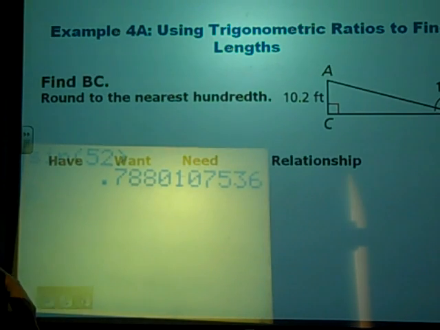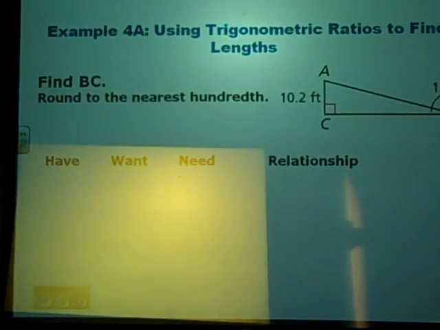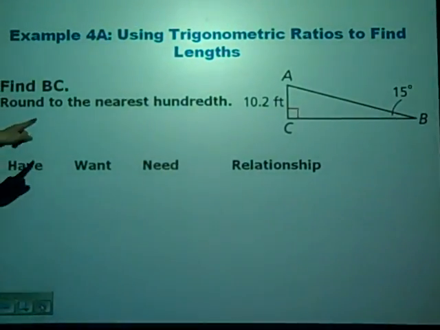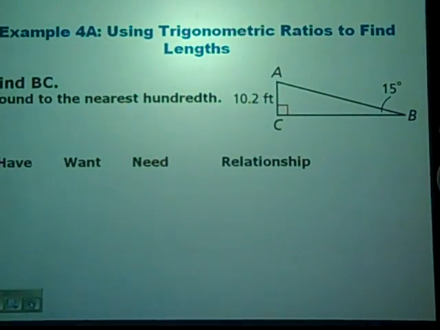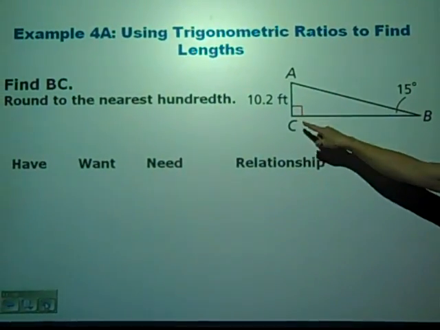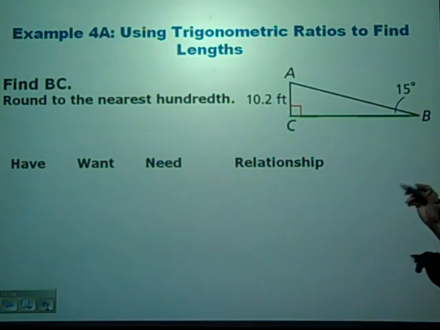Okay. Now, let's talk about using this. Let's say I've got this triangle here. Maybe this is a ramp, and I want to find B to C. I'm looking to figure out this measure. We're going to round it to the nearest hundredth.